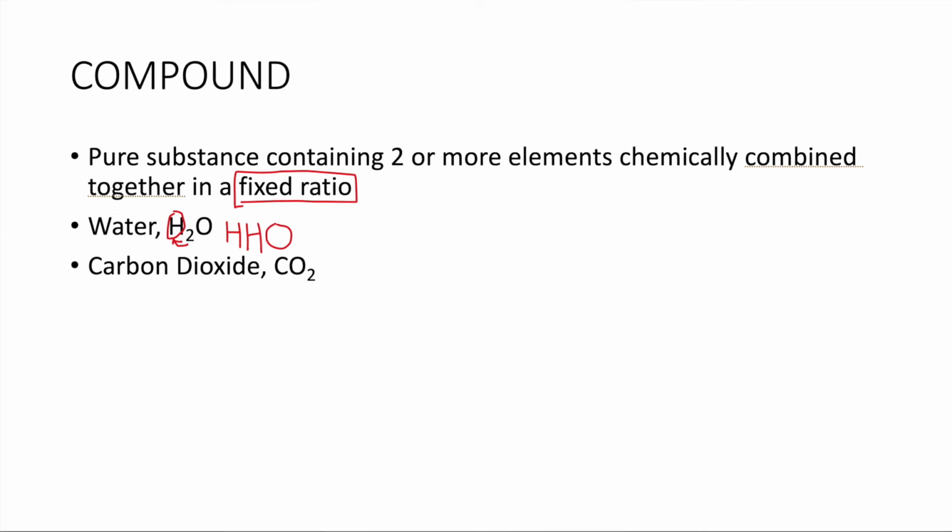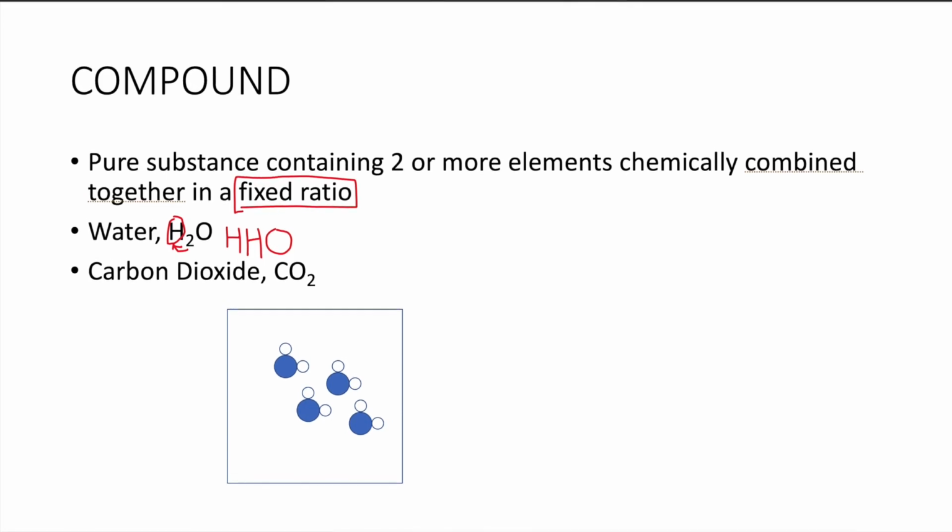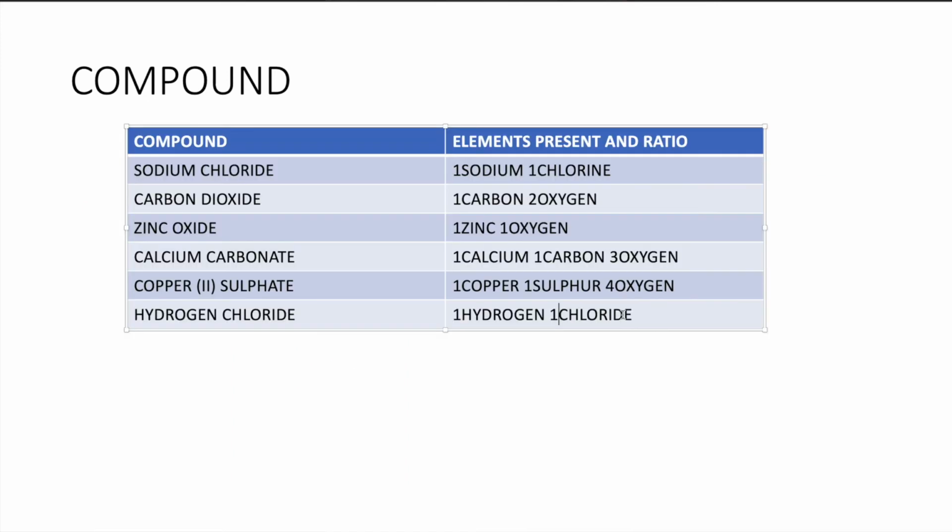In diagram form, if you can see the illustration that shows you this, you must be able to pick up that this is a compound. So here is a list of common compounds, the elements present, as well as their ratio.